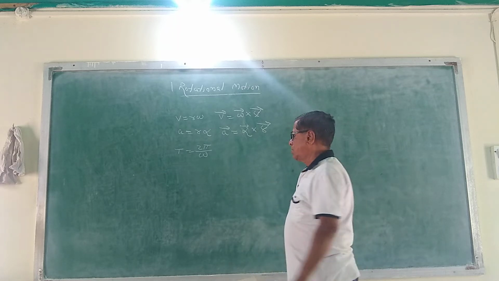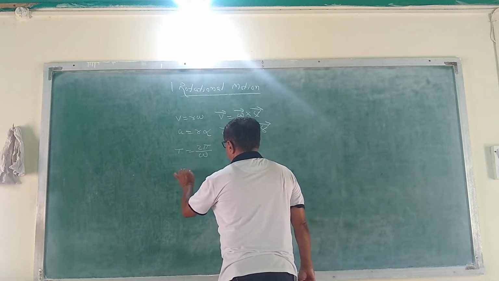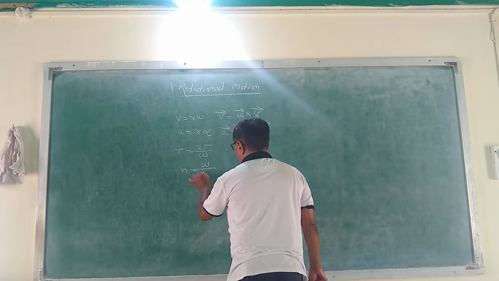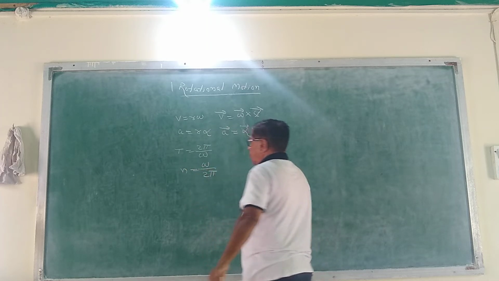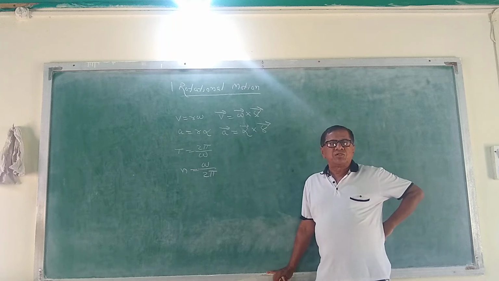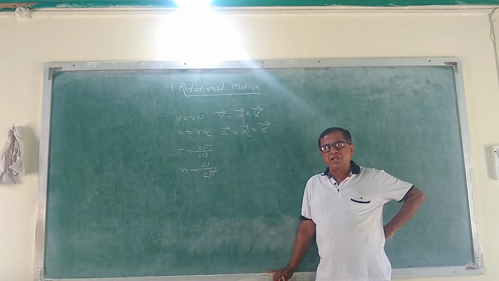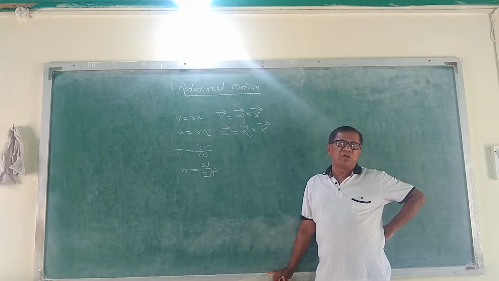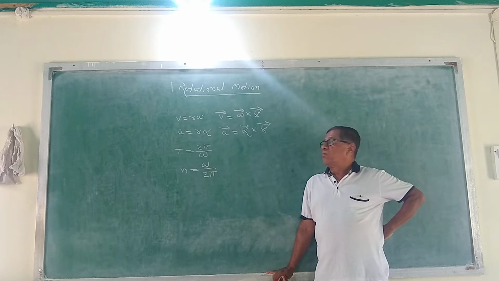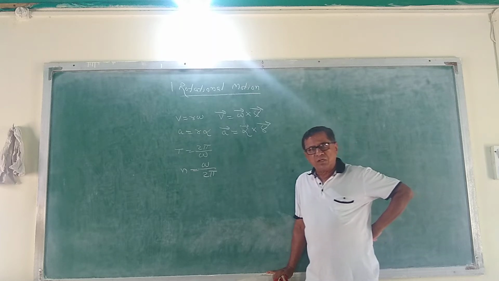Then the frequency n is equal to omega upon 2 pi. Frequency means the number of revolutions completed in 1 second or unit time, or the number of oscillations completed by the particle in unit time. For the frequency, the unit is hertz, and for the period T, the unit is second.